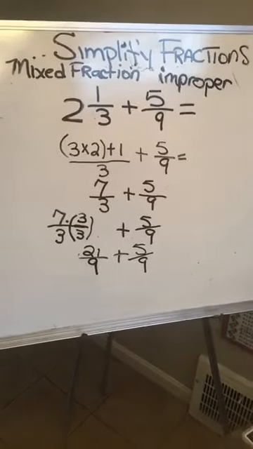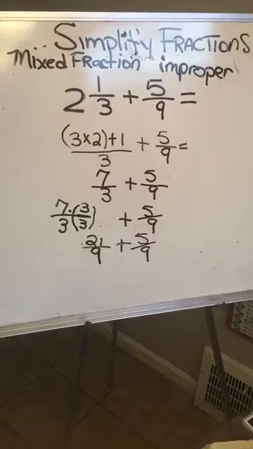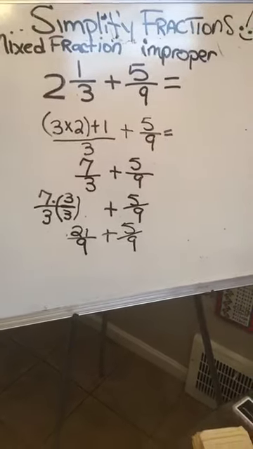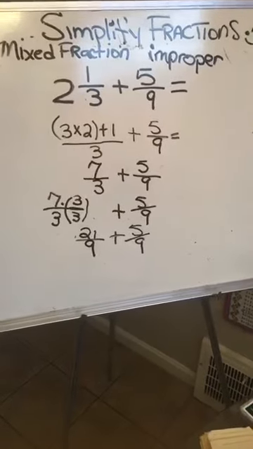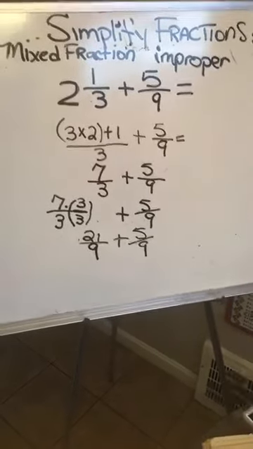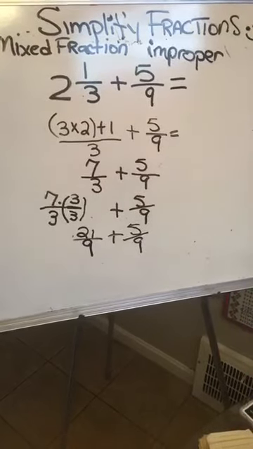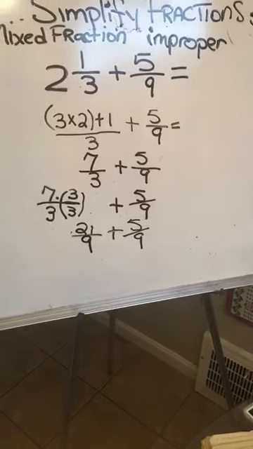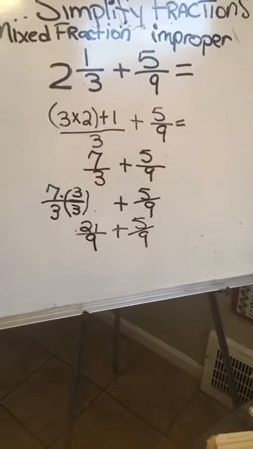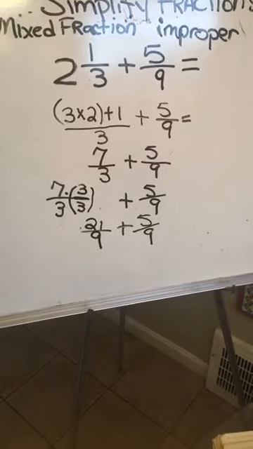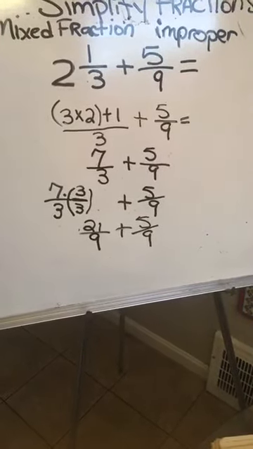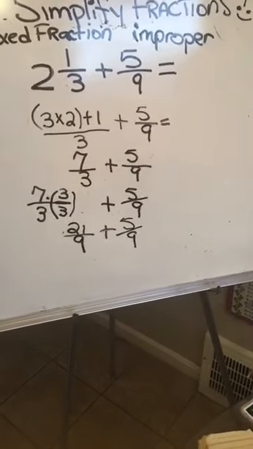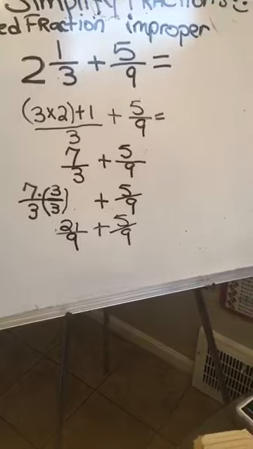Okay, so I'm going to review the mixed fraction and the improper fraction. We added 2 1/3 plus 5 ninths. We have to convert the mixed fraction, 2 1/3, to an improper fraction. So in order to do that, we said 3 times 2 plus 1, divided by 3. And that gives us 7/3 plus 5 ninths. Have to bring that 5 ninths down because we do not need to mess with that.